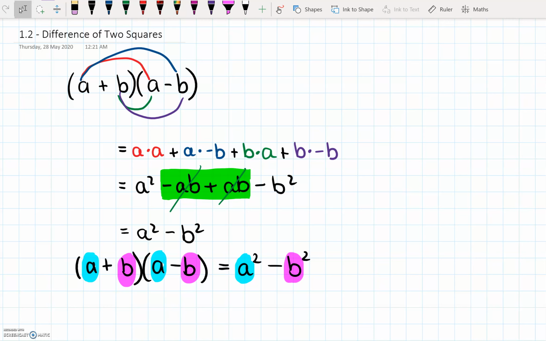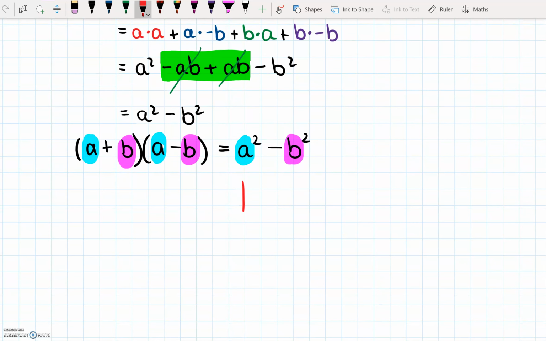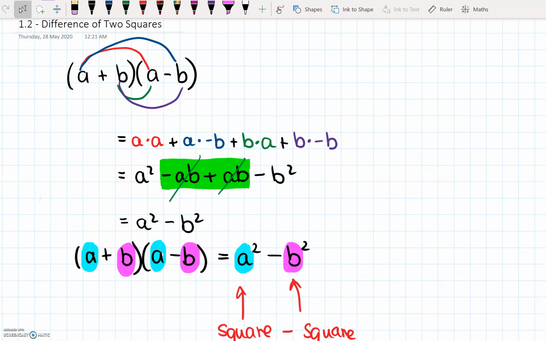What we have here is one square, so the first square is A squared. Down the bottom here we have square number 1 minus square number 2. And that's a difference because you're subtracting it. It's a difference of two squares. So this is why we call it the difference of two squares.